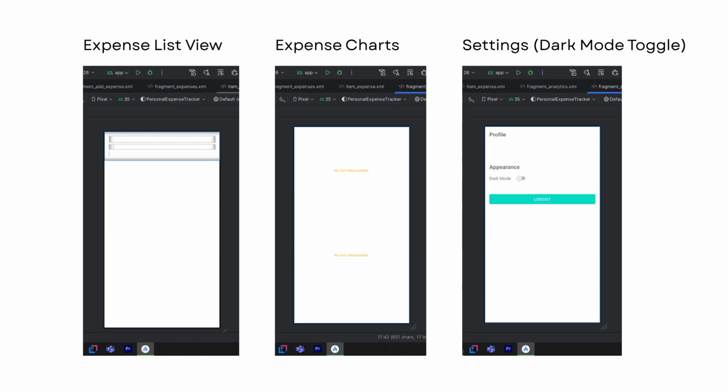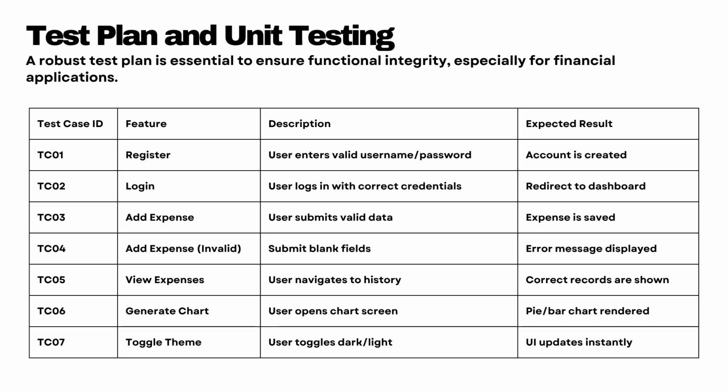Test plan and unit testing. To ensure reliability, we implemented a rigorous testing strategy covering all critical workflows. Our test plan validates 7 core scenarios, from user registration and login to expense management and theme switching. Each test case follows the pattern: action, expected result, and actual output, as shown in the subsequent slides.